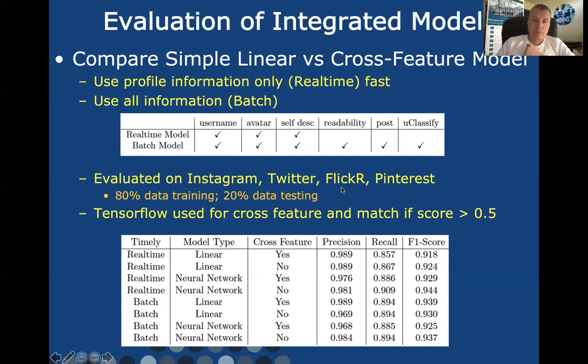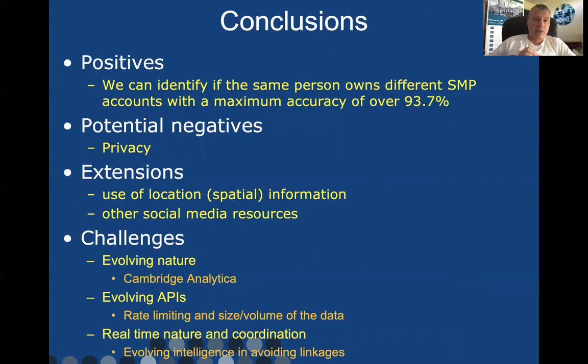But with that, if we're using all of these attributes and trying to learn all of these features, if we feed it through the cross-feature model using TensorFlow, then we were getting incredibly good results. Basically, we were getting an F1 score of 93% and precision of 98.4%, which is pretty impressive stuff when it comes down to trying to re-identify the same accounts belonging to the same people. So just to summarize, we got pretty impressive results in trying to re-identify the same accounts from across different platforms.